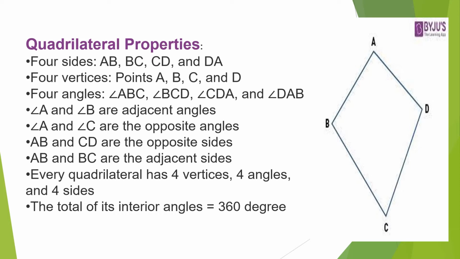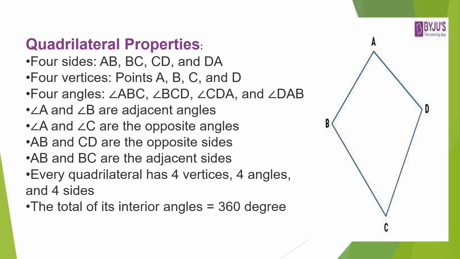Then children, opposite angles, you can easily understand, I think. Angle A is the opposite angle to angle C. Angle B is the opposite angle to angle D. So there are only 2 pairs of opposite angles in a quadrilateral. They are angle A and angle C, angle B and angle D.